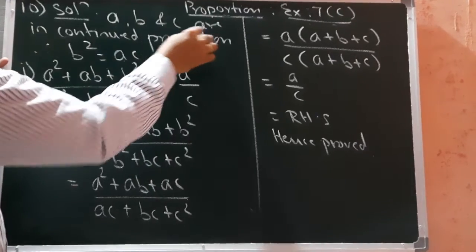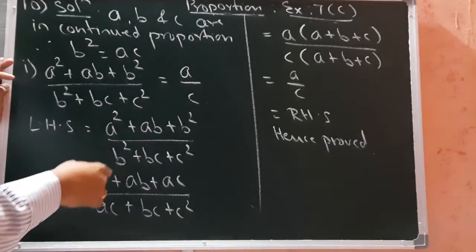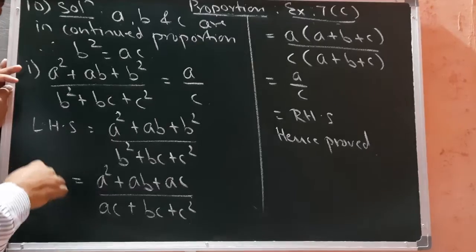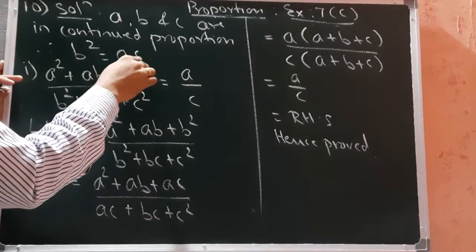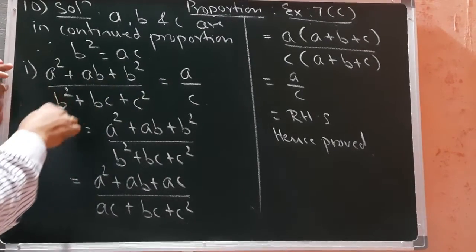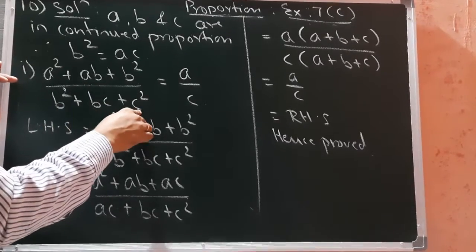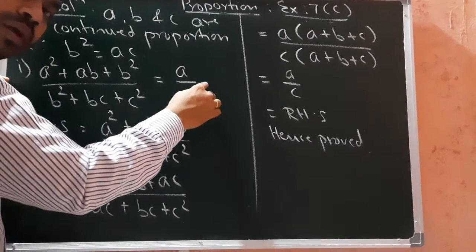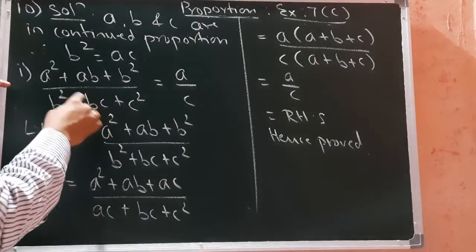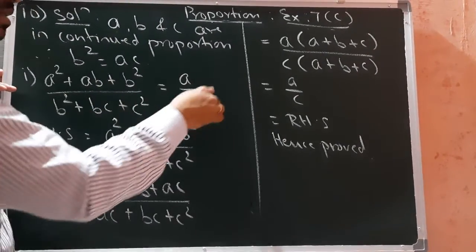Now question number 10. A, B, C are in continued proportion. Three terms, they are in continued proportion. Therefore, b² is equal to ac. Now the first question given to you: (a² + ab + b²)/(b² + bc + c²) is equal to a/c. Now we have to prove this left hand side is equal to right hand side.